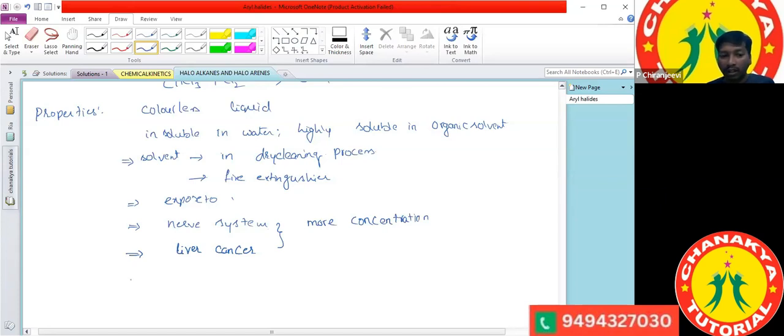If you inhale a larger quantity of carbon tetrachloride, first of all you will feel dizziness. After that, slowly you go into a coma, and finally it causes death also. So due to that reason, some chemical components like carbon tetrachloride are highly dangerous.